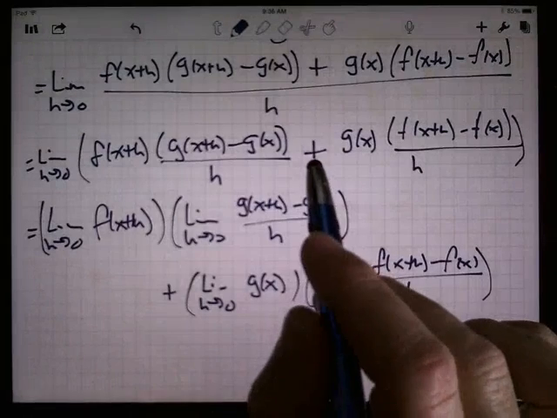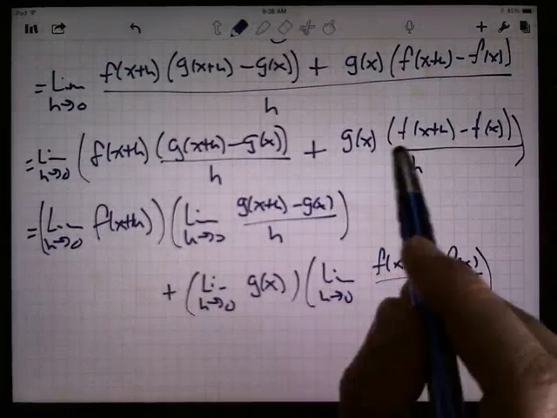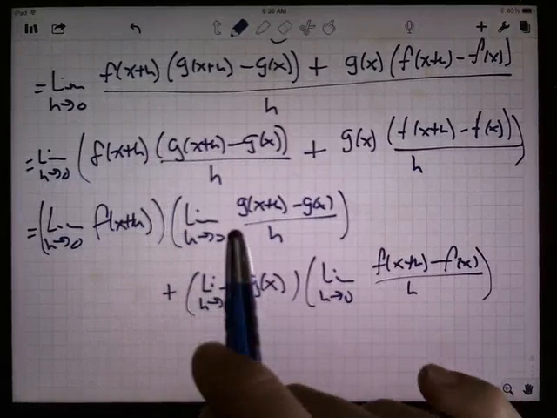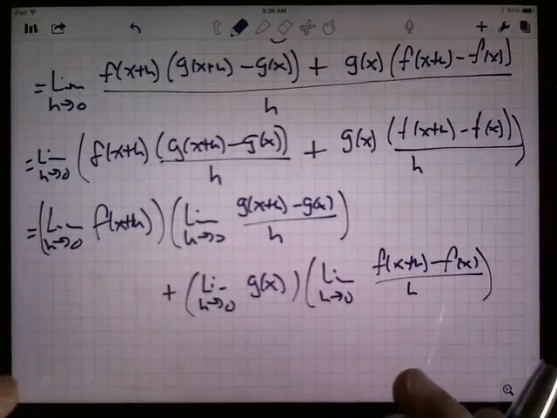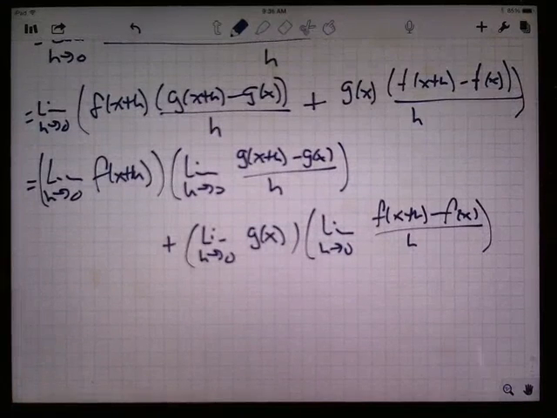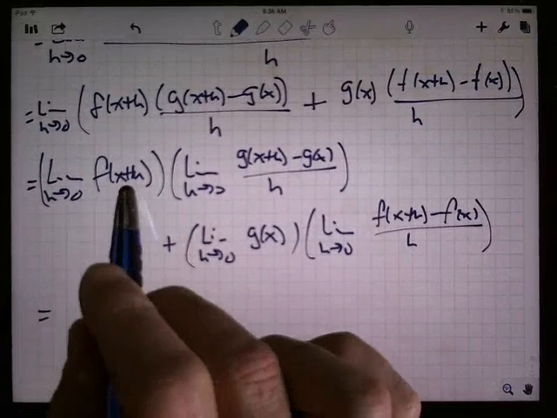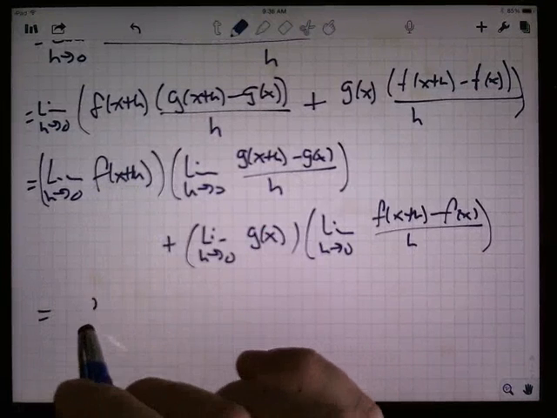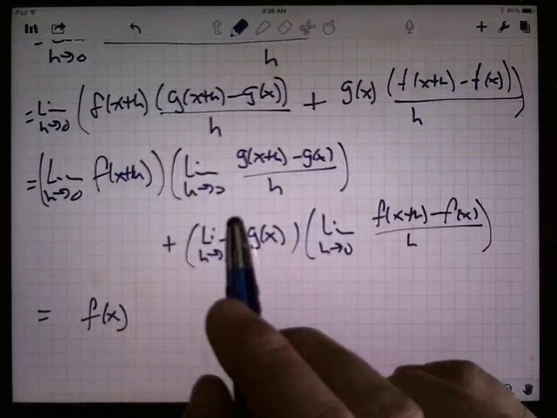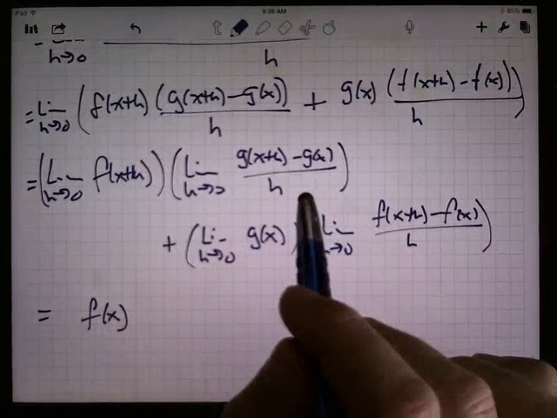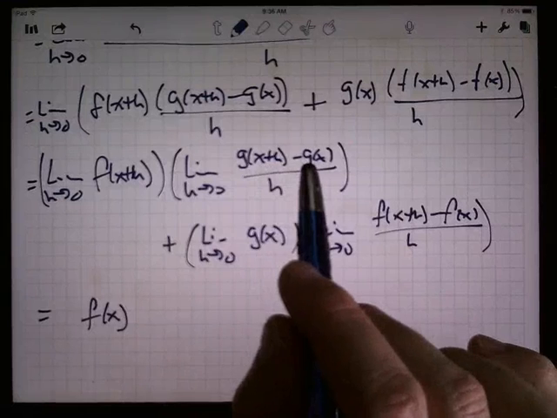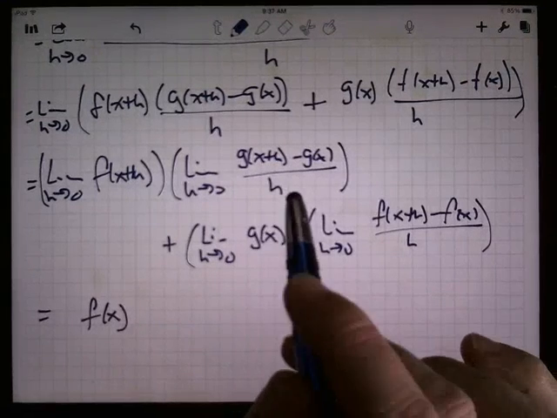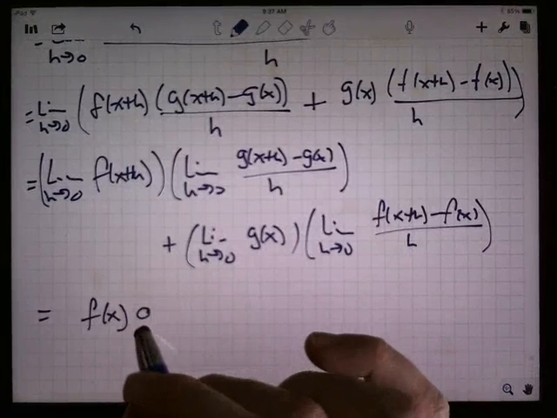So I broke this limit of a sum into the sum of the two limits, and then each of these is a product, and each limit of a product is the product of the limits. But each of these now I can evaluate, because as h goes to 0, this looks just like f of x plus 0. Well, that's just f of x. This one right here is the definition of the derivative of g, right? The limit as h goes to 0 of g of x plus h minus g of x all over h. Well, that's just the derivative of g. Let's call it g prime.